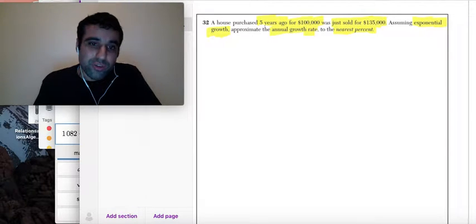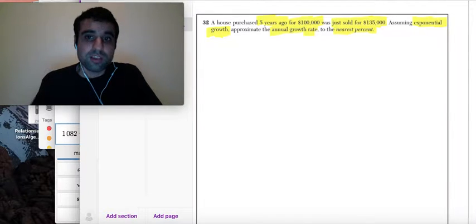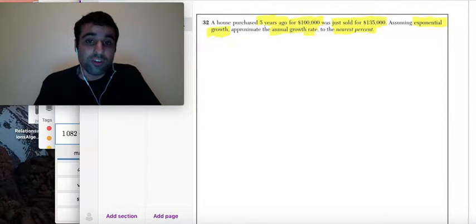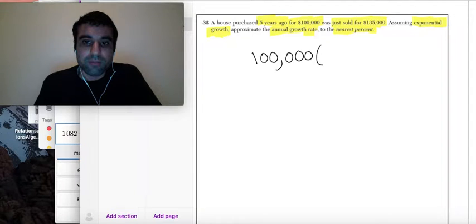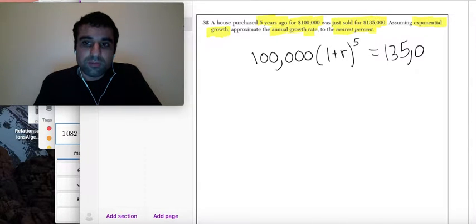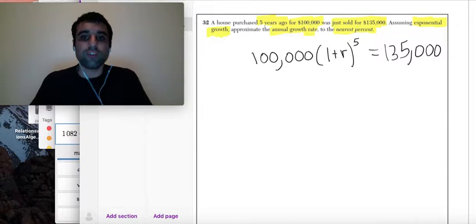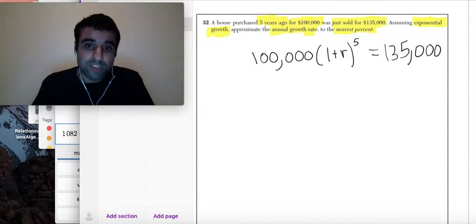So basically what we got is this. You should be able to tell that if we go from 100,000 to 135,000, that's a 35% increase, just like if we went from 100 to 135. That's for the 5-year growth, right? But here's how it would look. It's 100,000 times 1 plus the growth rate as a decimal to the 5th power equals $135,000, because 5 years later it was sold for $135,000. We divide both sides by 100,000 and get the 5-year growth factor, which is 1.35. That means 35% growth in 5 years.